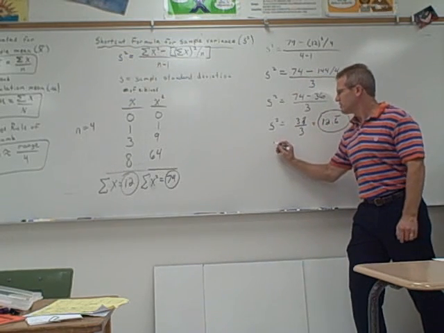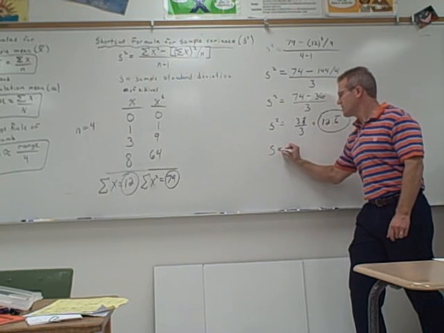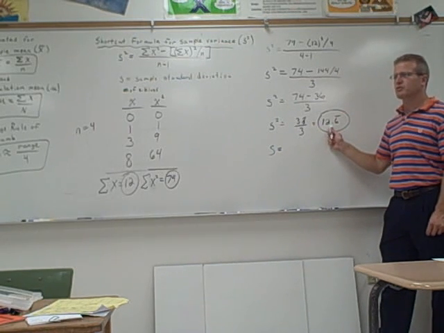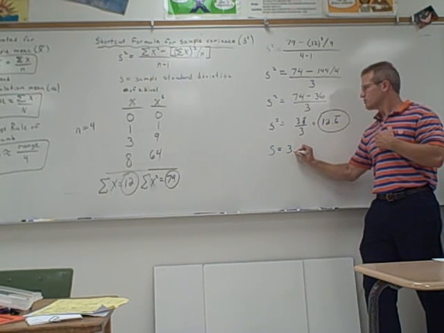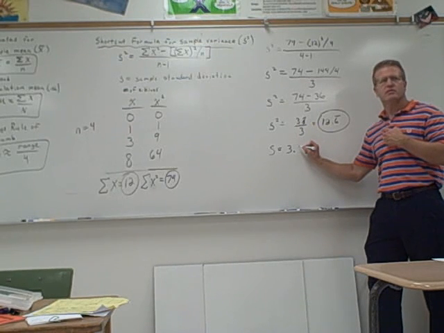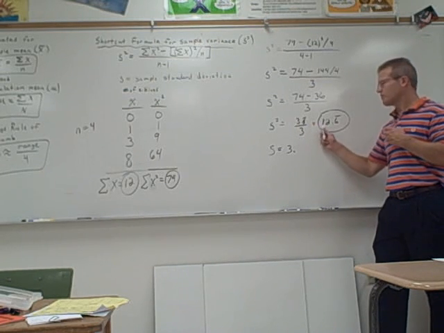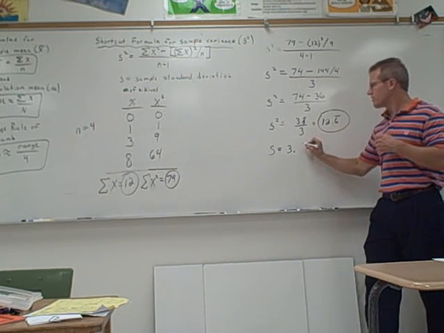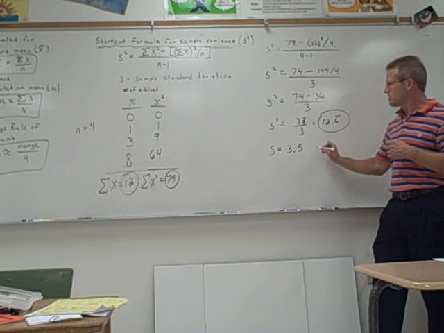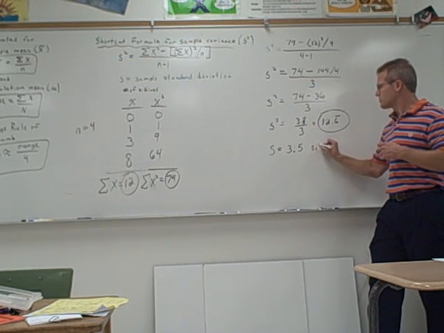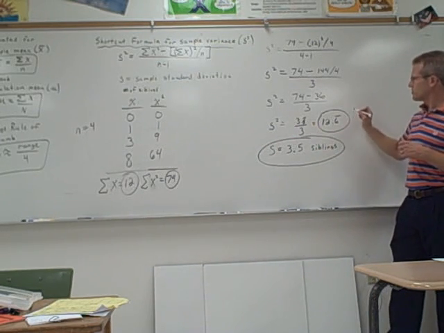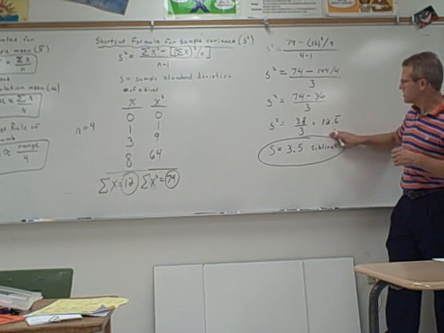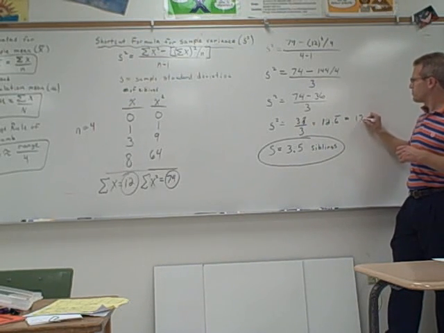Now, to find s, which is called the standard deviation, just take the square root of that. So what's the square root of 12.66666? 3 point something probably. Let's round to the nearest 10th. Anybody? 3 point what? Square root of 12.666. 3.5. And the label on this would be siblings, or brothers and sisters. And our actual answer we want for the variance would be 12.7 if we round it.